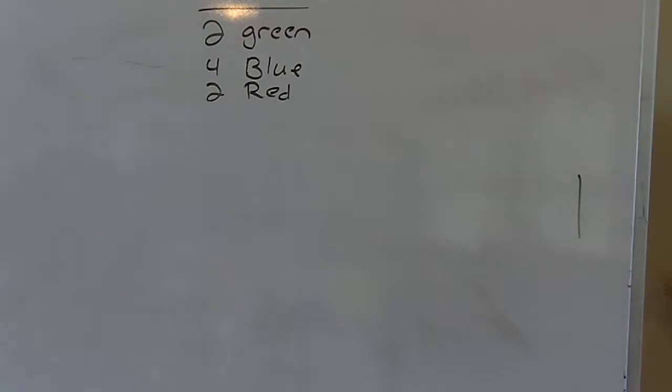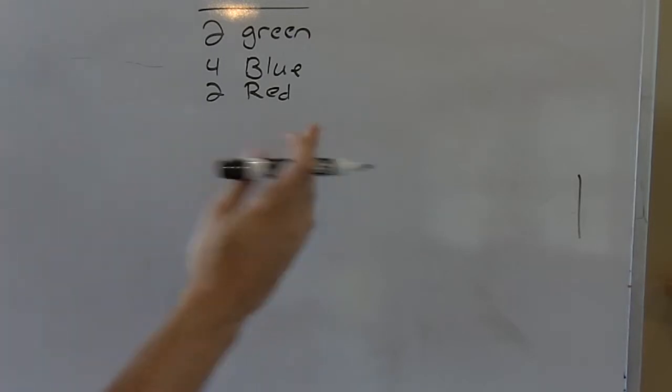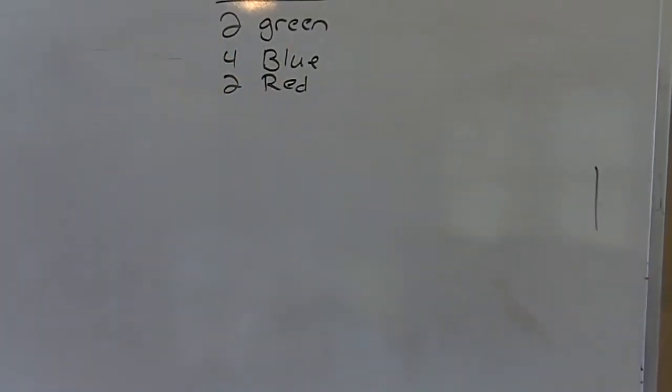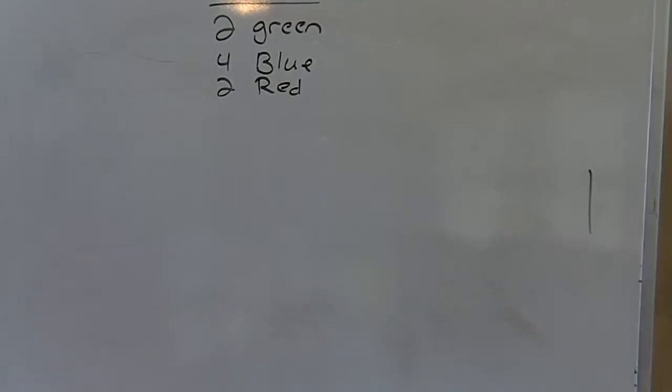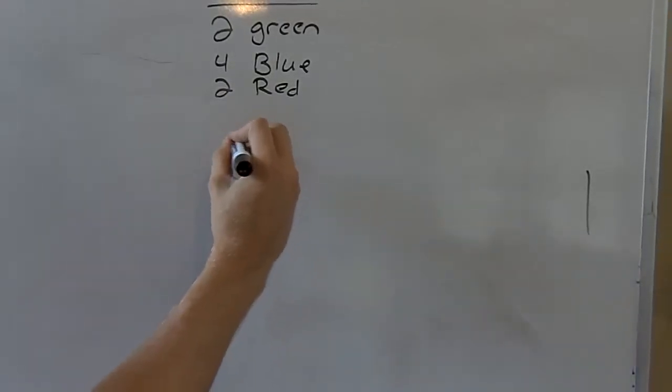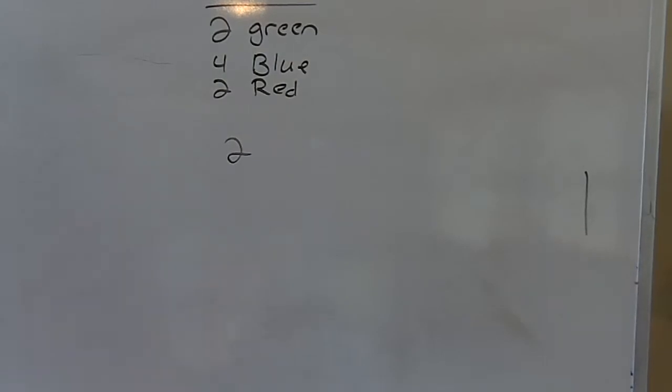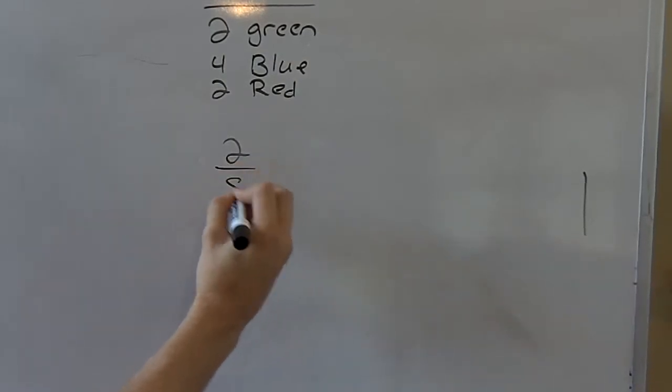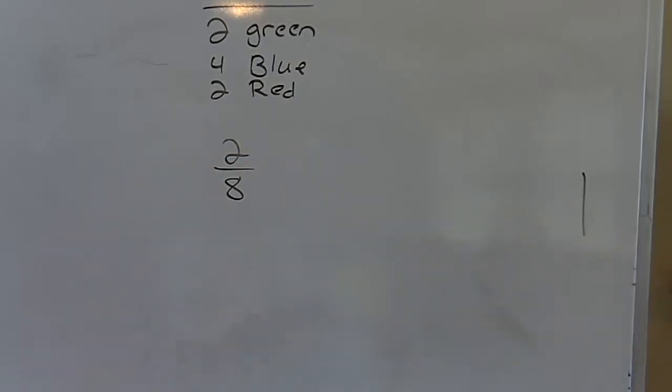Simple events, we've talked about how to find the probability for those in the previous section, Chapter 12, Section 7. Okay, simple events: if I have a bag with 8 marbles in it, and I want to know what is the chance that I can pull a green marble out of that bag. Well, there are 2 green marbles. That's what I'm looking for, my favorable outcomes. And there's a total of 8 marbles in the bag. This is a simple event.